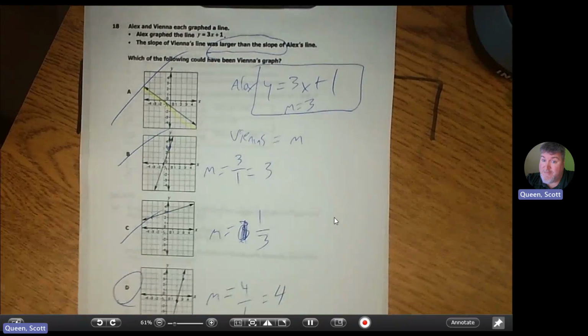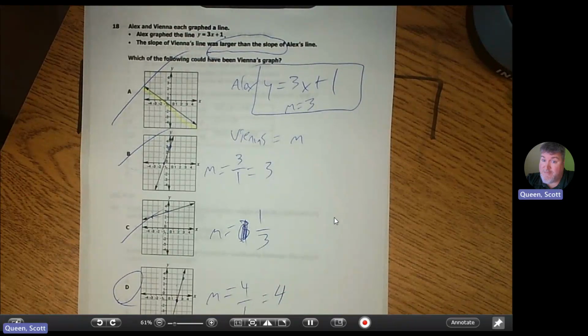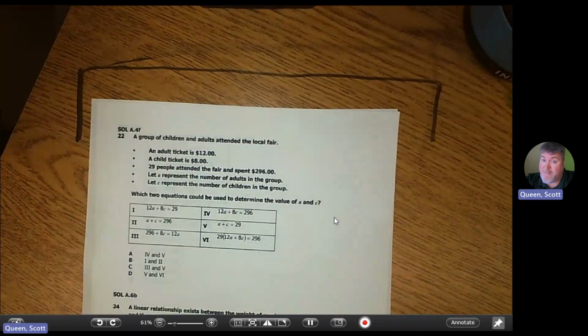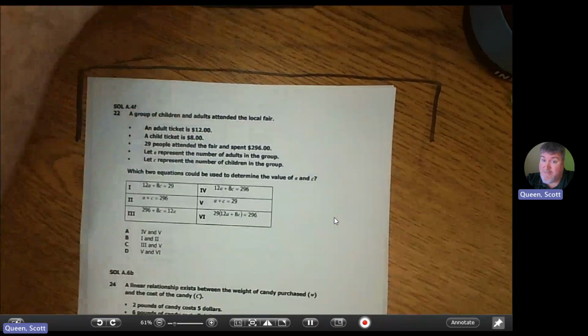Done. Was that problem scary? Kind of looked like it, but was it really? That's like me. I kind of look scary, but the truth is I'm a teddy bear. Moving on. That was 18. 18 was D.